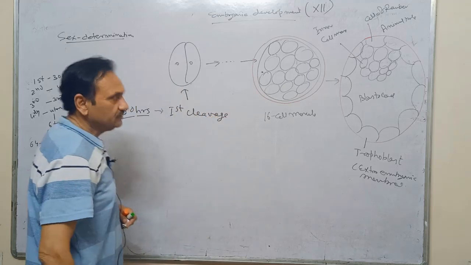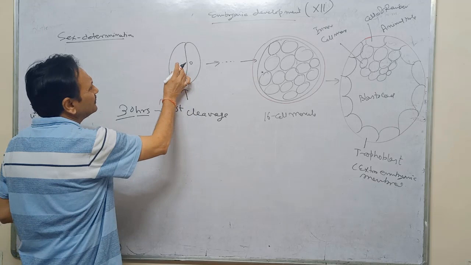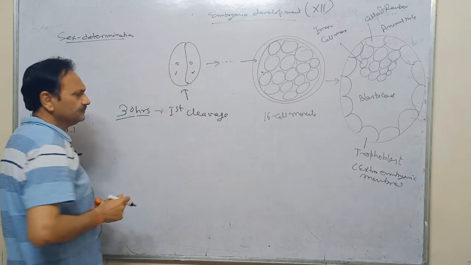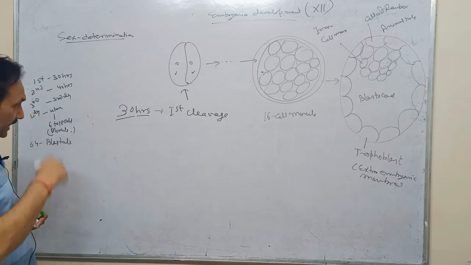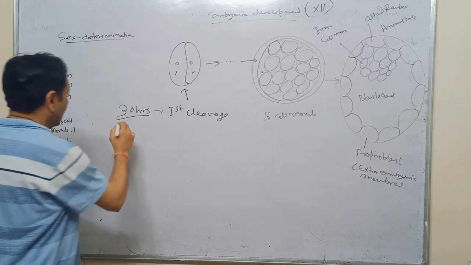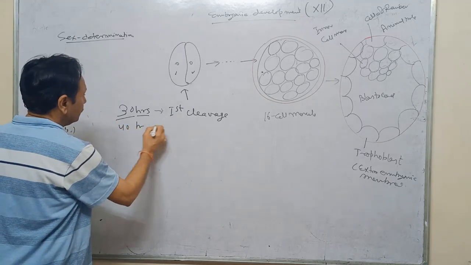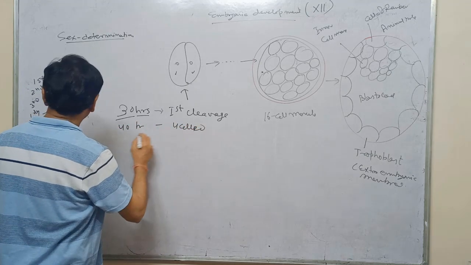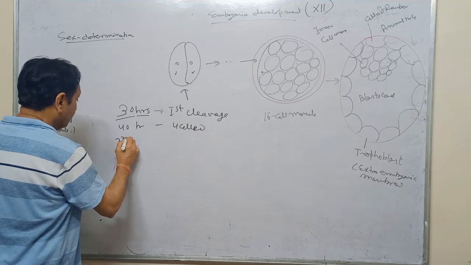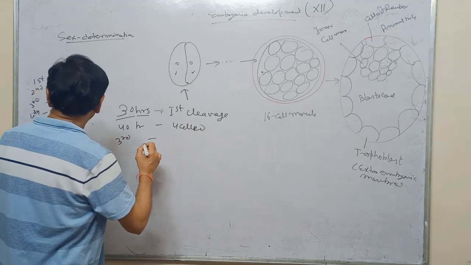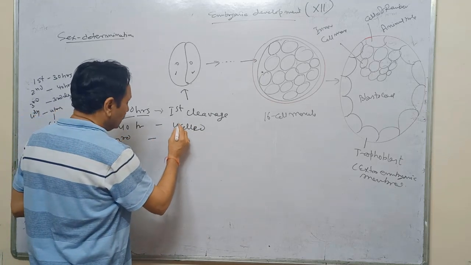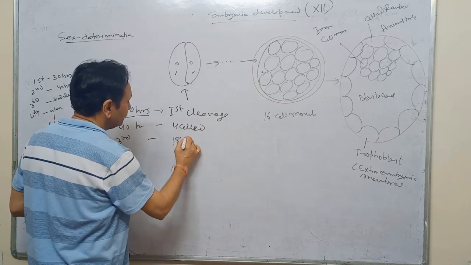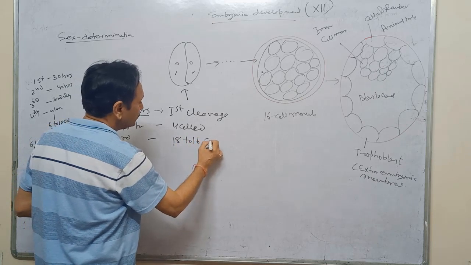This is the product. The shape is slightly different: one is small, another is larger. Gradually it has been observed that at the 40th hour it is the 4-celled stage, and on the third day there is the 8 to 16 cell stage.